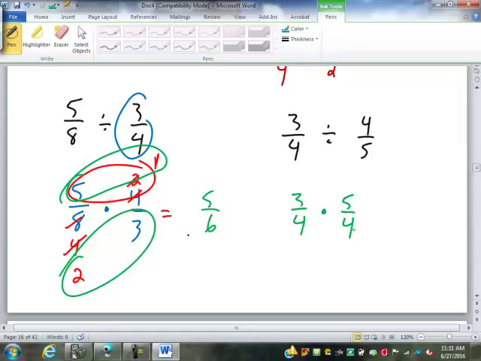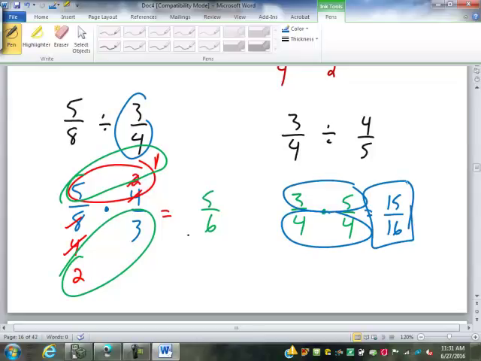This is where we could cross cancel. Unfortunately, in this particular problem, there's nothing that we can cross cancel. So we're going to go ahead and multiply. 3 times 5, 15. 4 times 4, 16. 15/16. So we have to be careful. We cannot cross cancel until we have turned it into multiplication.